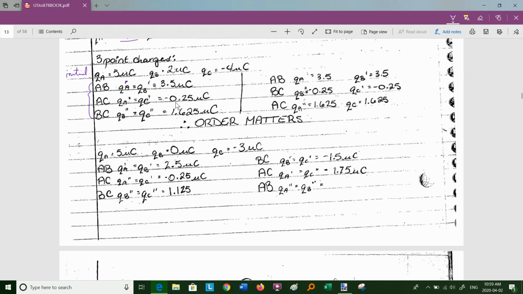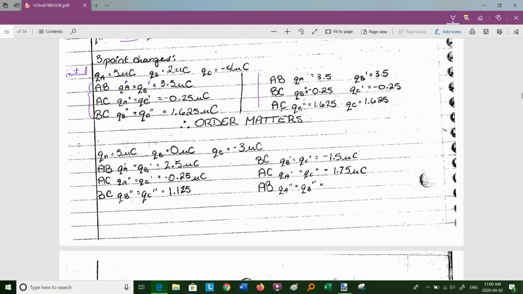And then I take the most recent version of B, which is 3.5, and C is negative 0.25, so that's 3.25 divided by 2, 1.625. So my final values are A is negative 0.25, and B and C are both 1.625.